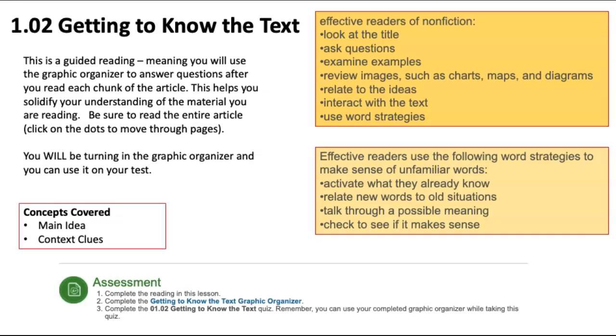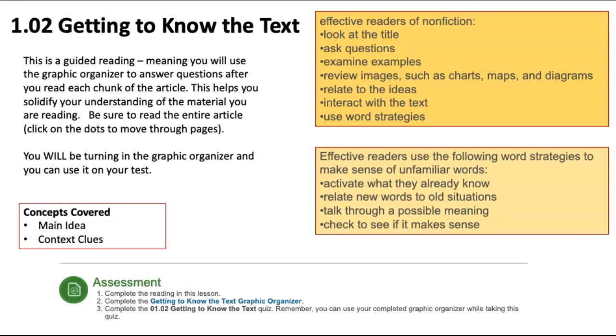Now, in relation to figuring out what vocabulary words mean, effective readers use the following word strategies to make sense of unfamiliar words. Activate what they already know, relate new words to old situations. So if I had a new word and I was trying to make a connection in my head, I might try to think of another situation in my life where I could use that word.